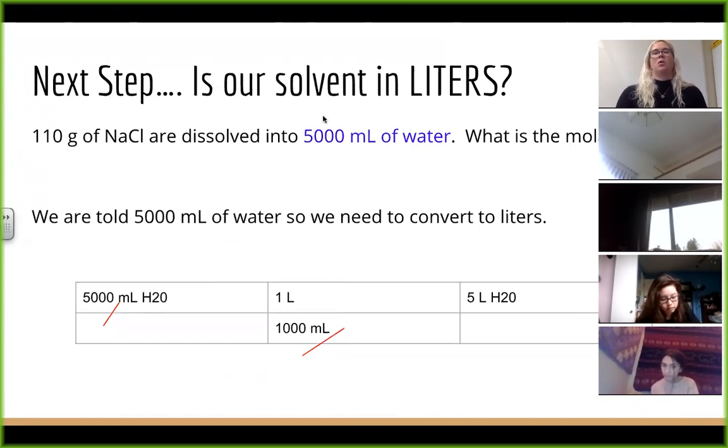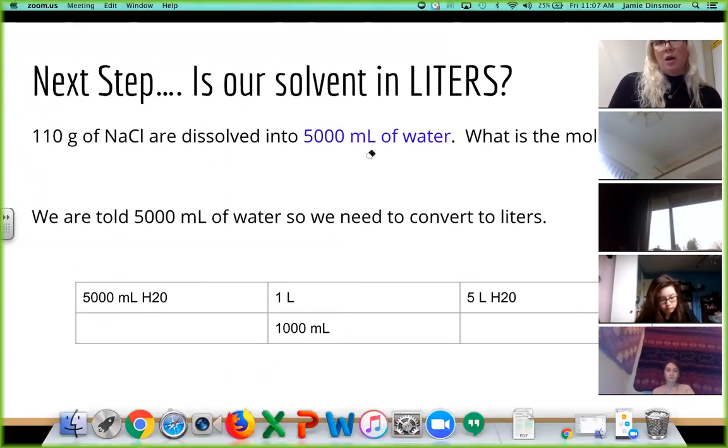Part 2, we are going to need to figure out how many liters we have. Right? Our solvent is water. We have 5,000 milliliters of water. That just comes from the question.